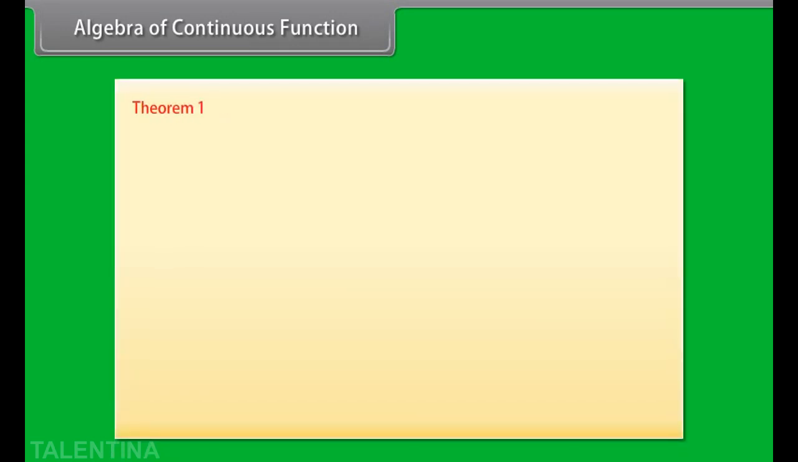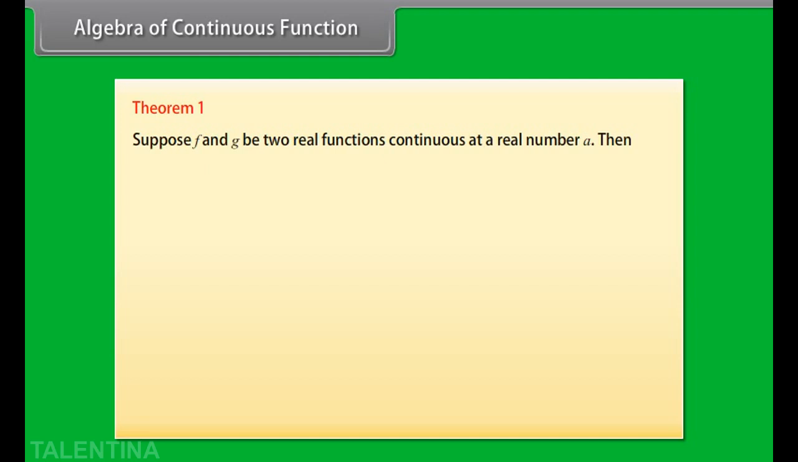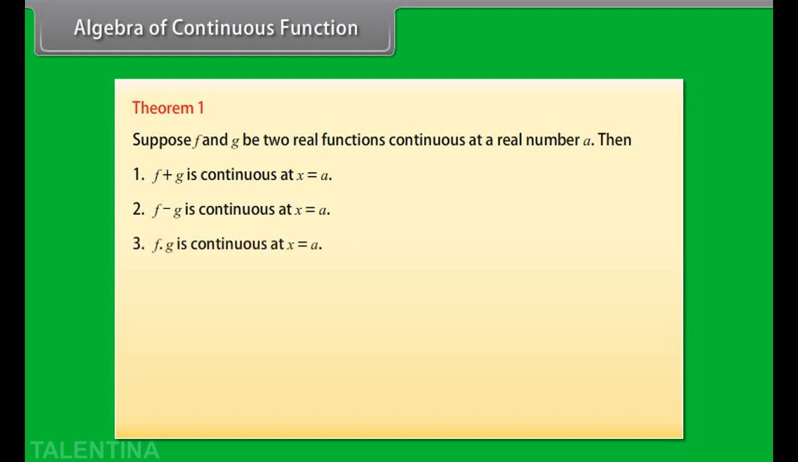Algebra of continuous functions. Theorem 1. Suppose f and g are two real functions continuous at a real number a, then: 1. f plus g is continuous at x is equal to a. 2. f minus g is continuous at x is equal to a. 3. f into g is continuous at x is equal to a. 4. f by g is continuous at x is equal to a, g of a not equal to 0.